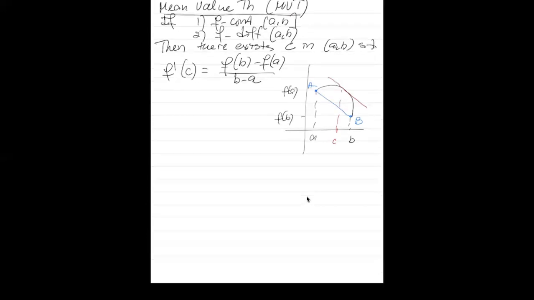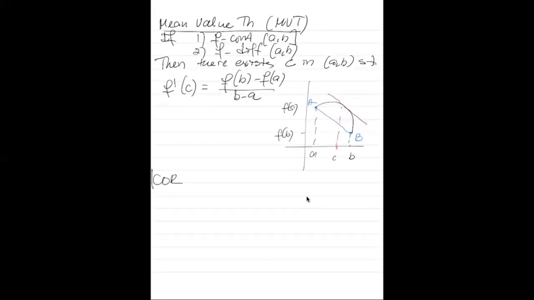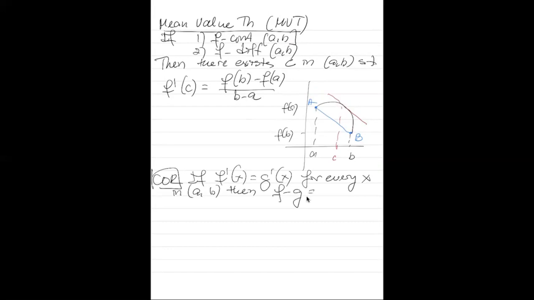Okay, so we also had an important consequence here, a corollary, that says that if f prime of x is equal to g prime of x, we have two functions and the derivative the same for every x in the interval, then they're not necessarily the same functions, but they're in the same family. The difference between them is a constant.